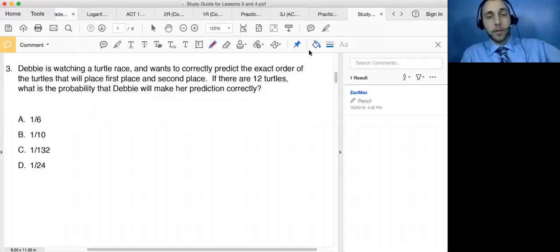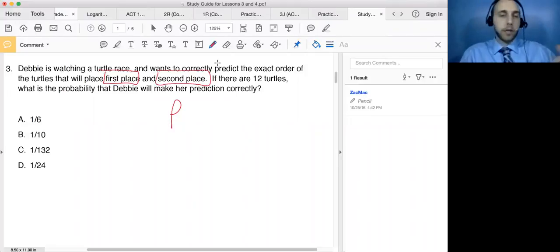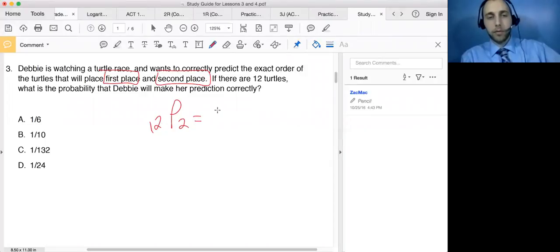All right, we know it's a permutation situation involved because the order matters, right? We have a race, and we're talking about first place and second place. So that depends entirely on the order, right? It's an order-related kind of concept. We have 12 total, and we have 2 positions here involved that we're choosing basically random turtles and putting them in these spots in the right order. So if you do that, 12P2, you should get 132.